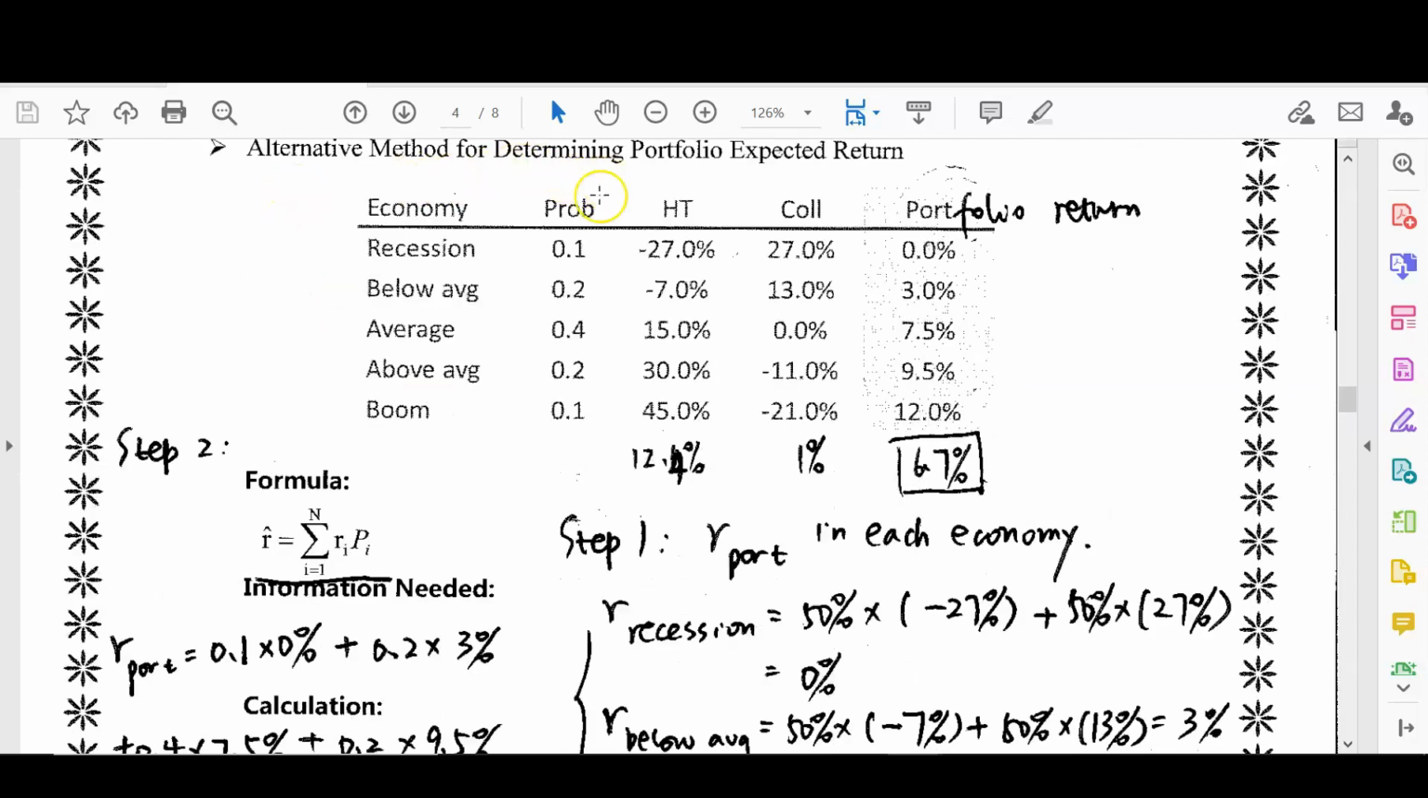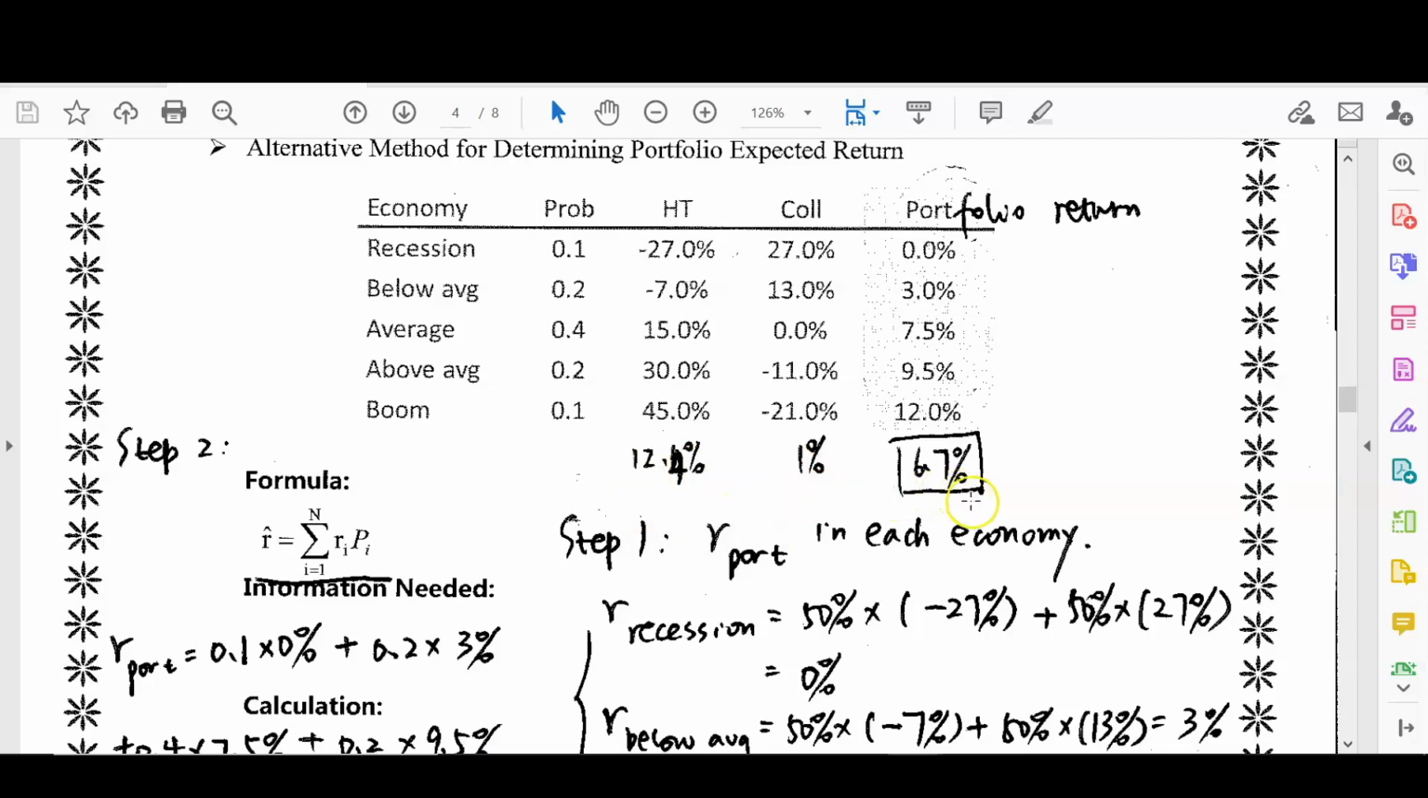An alternative method to calculate expected return is to use the return for high-tech and collectible in each economy, multiplied by the probability for each economy. So the method we just used is to use high-tech and collectible returns in 5 scenarios, multiplied by the probability, so we know the expected return of high-tech and collectible, and then take the weighted average, so we have 6.7%.